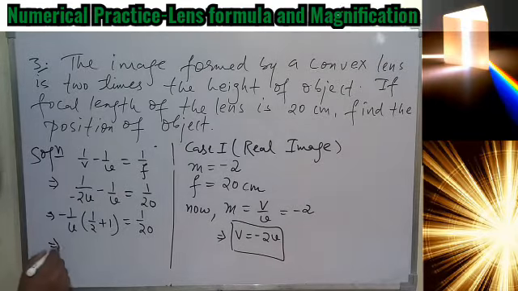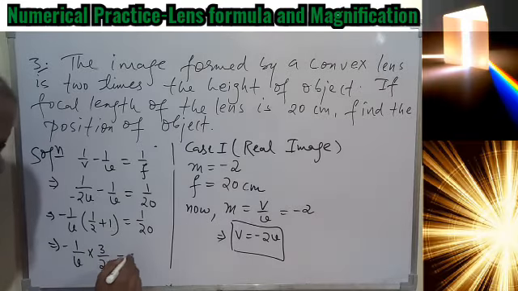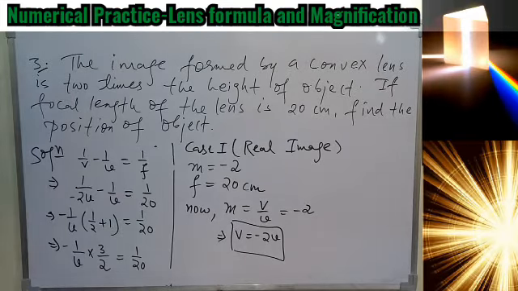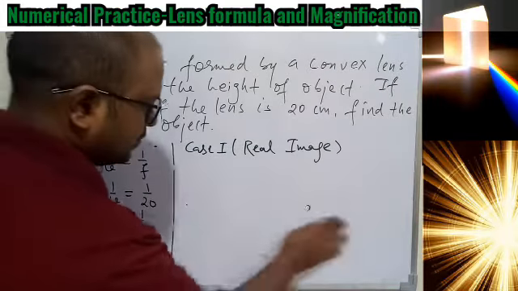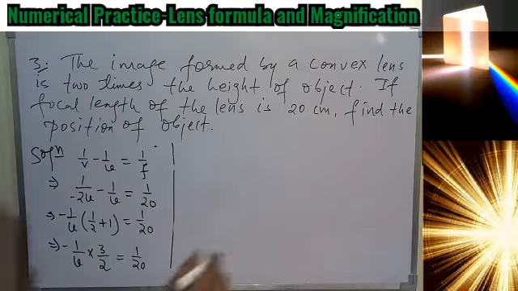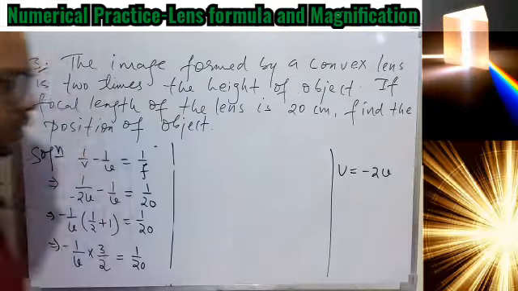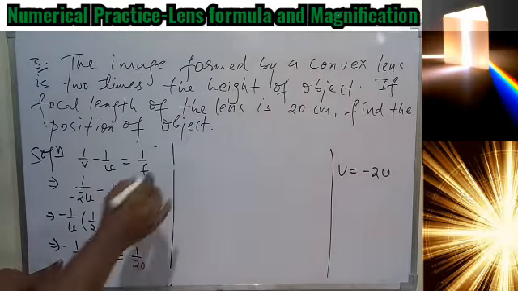So let's solve it. This will become minus 1 by u, and 1 by 2 plus 1 will be 2 plus 1, 3 by 2. So I am writing directly, this will become 3 by 2, and that will become 1 by 20 only. Okay, so now I don't need this part, but remember we have v is equal to -2u. Okay, so from here what we are getting?